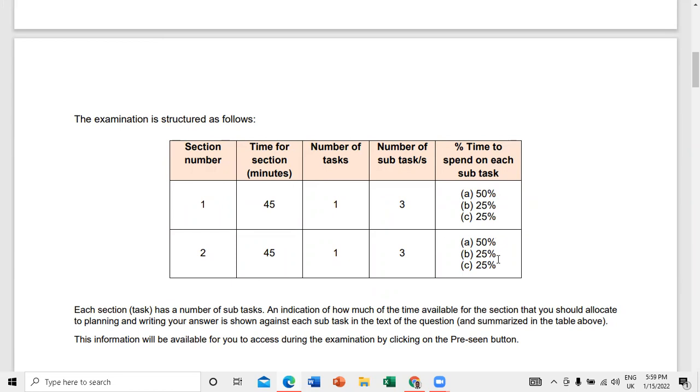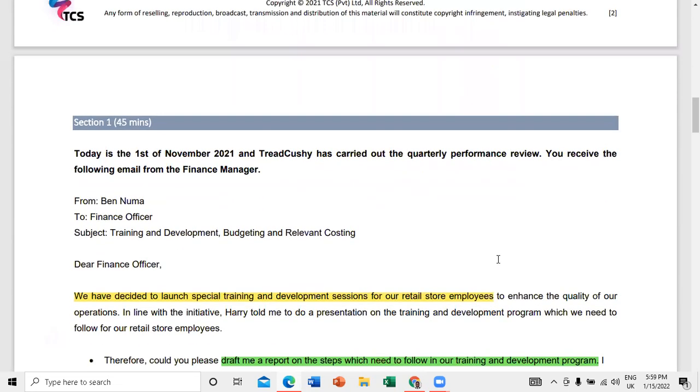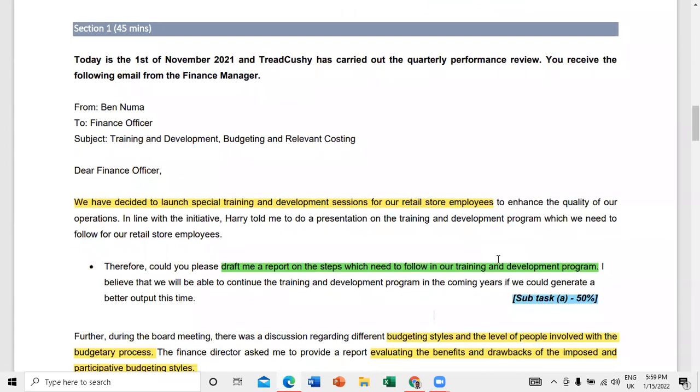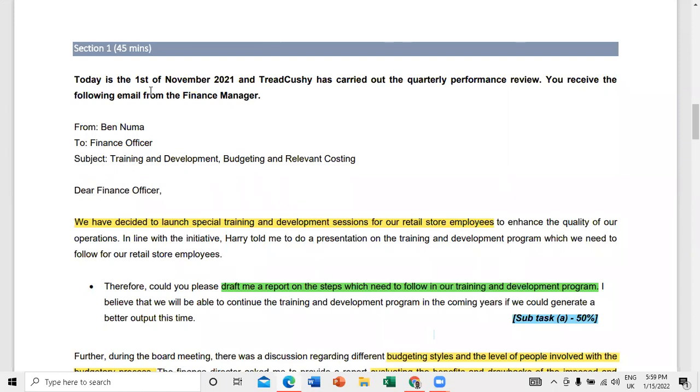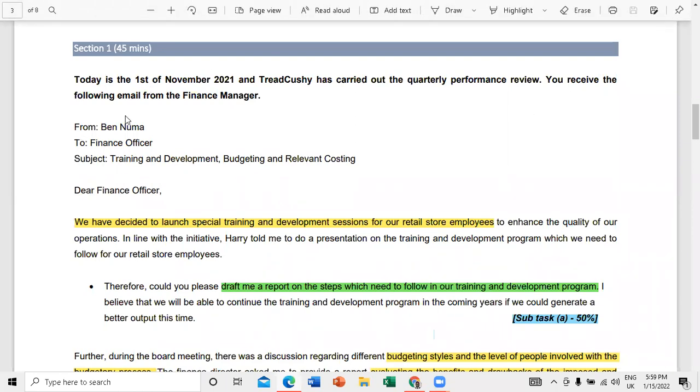And in task number 2, you can see the same type of time allocation as well. All right. So section number 1, a 45-minute question. Today is the 1st of November 2021, and TradeCushy has carried out the quarterly performance review. You might be wondering why the date is outdated, because this case study was relevant for the November sitting as well as the sitting which is coming up in February. You received the following email from the finance manager.